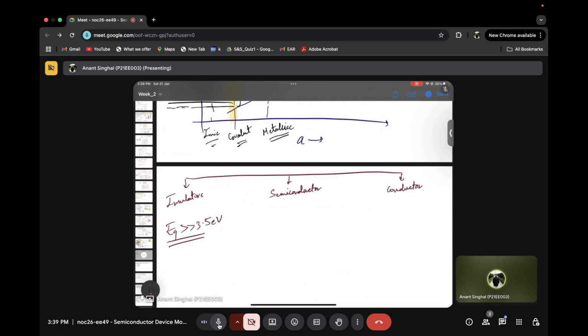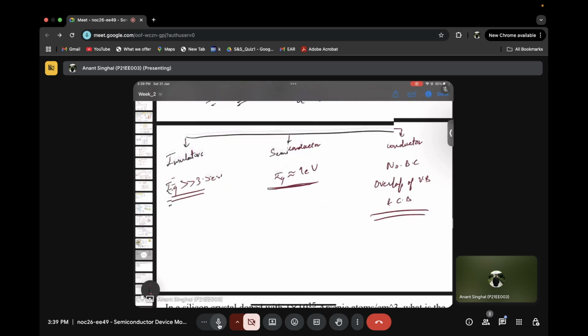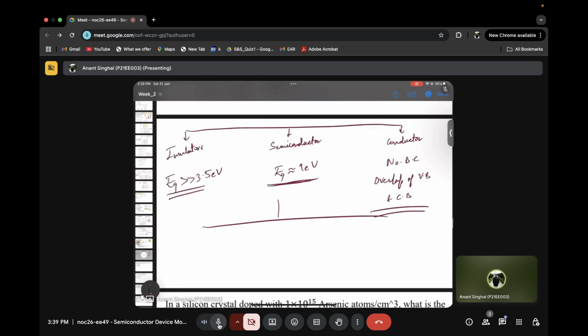For semiconductors, we have a band gap of approximately 1 electron volt. And for conductors, there is no band gap, right? There is overlap of the valence band and the conduction band, so they are readily conducting. In semiconductors, they can be partially conducting or partially insulating also. So this is what I wanted to classify.